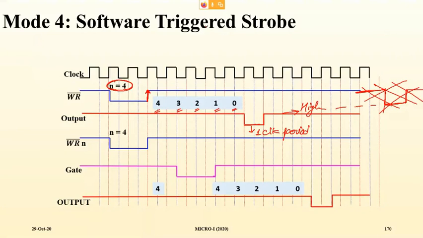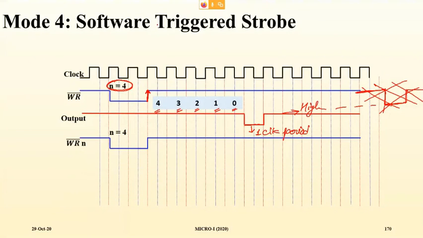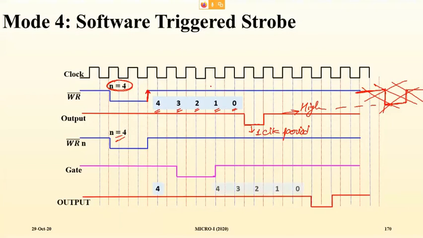Now the second case, this was done. Now assume you loaded the number 4, and in the middle of the count, you disabled the gate. So now we are going to use the gate to control the counting. You loaded the count, and just when you loaded the count, the counter will start. So the counter started from here. First count 4 is there.